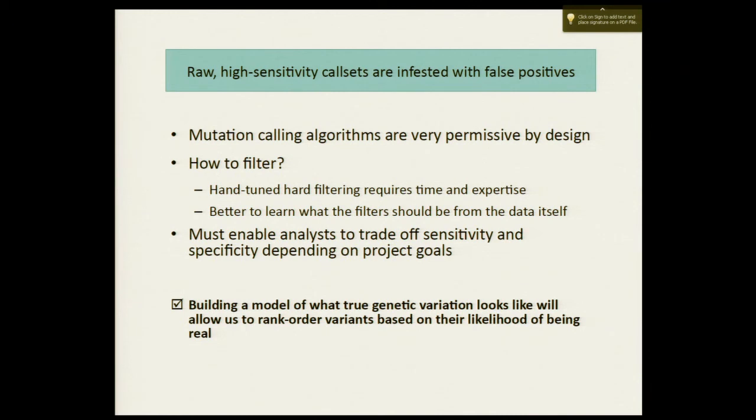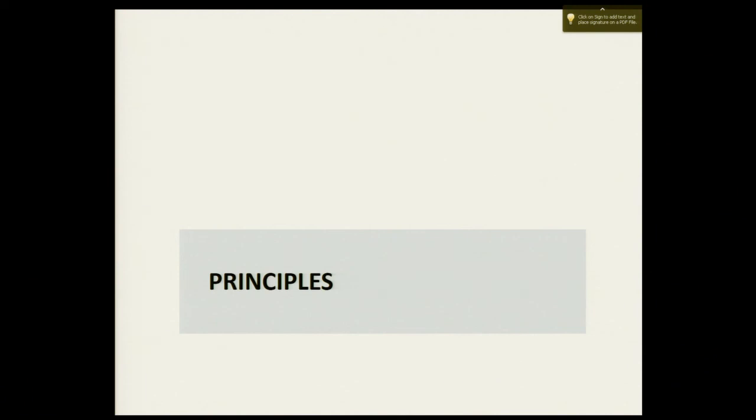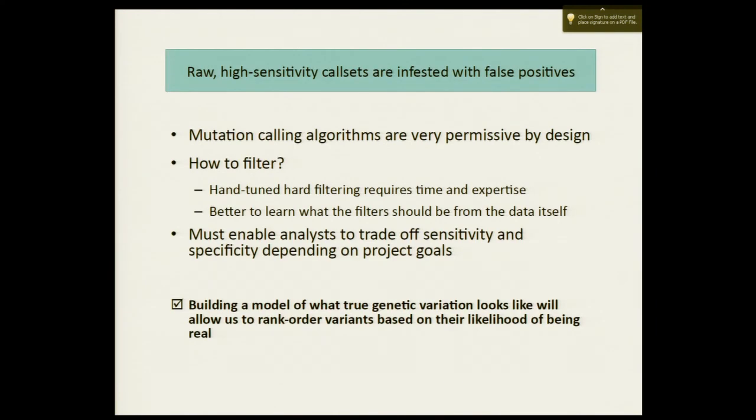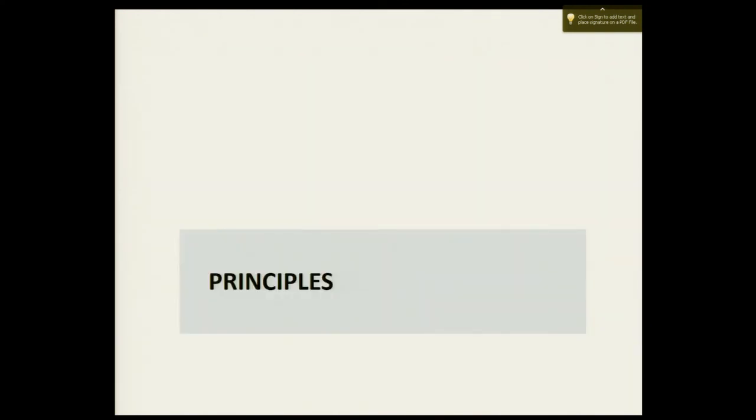We have this procedure called the Variant Quality Score Recalibrator, which is going to learn from the data what filters it should apply. In the end, we're going to build a model so that we can rank order all the variants based on their likelihood, and the user can decide for themselves how far down they want to go on that likelihood ranking list. So they can trade off their project's goals appropriately. Okay, so what's the principle here?